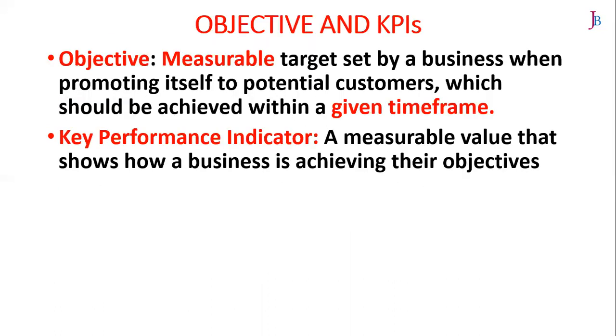Okay, so let's move into objective and KPIs. So we said an objective is a measurable target set by a business when promoting itself to potential customers, which should be achieved within a given time frame. Which means an objective is basically driven by a goal or a target that must be measurable within a given time frame. Which means you could set an objective to say, I want to make 1 million naira within the next 6 months. Okay, so a measurable target, 1 million naira, time frame 6 months.